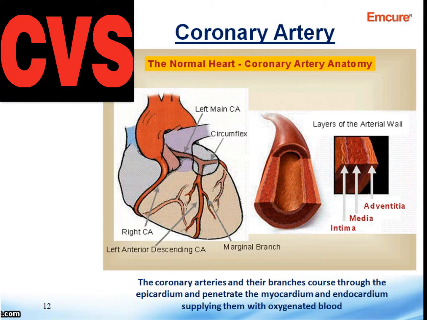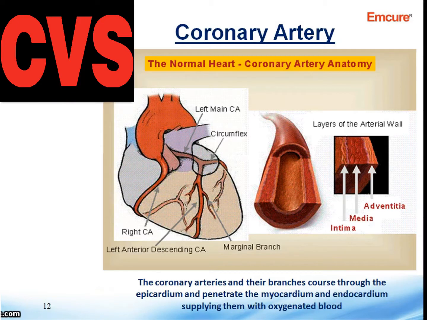The left coronary artery supplies a major chunk of the heart: it supplies the left ventricle and the left atrium, and it has 2 branches. First is the left anterior descending artery, called the LAD, and the second one is the left circumflex artery, which surrounds the heart. So it is called the circumflex.